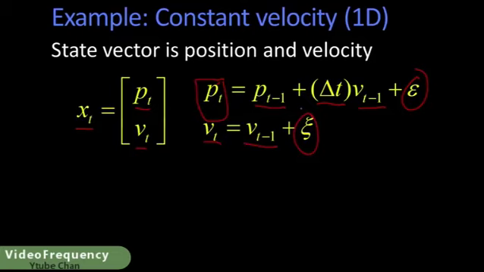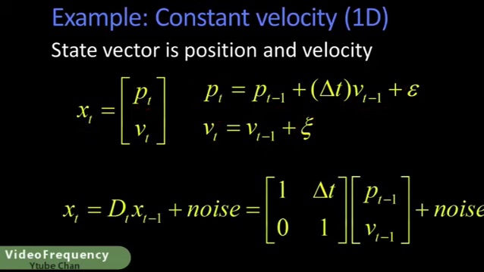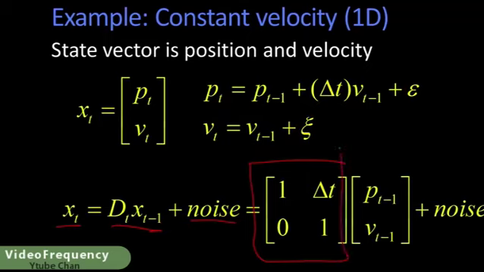Now, I can write this same set of equations in a very simple matrix form, okay? And here it is: x at time t is the matrix times x at time t minus 1 plus noise, and here's this matrix, right? This is that matrix, 1, delta t, 0, 1, which times the state vector, there's our state vector there, plus noise gives us what our next state vector will be. So this is a linear dynamics model where you're using position and velocity as your state.